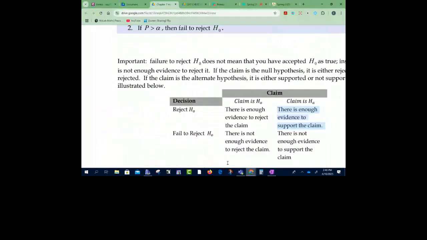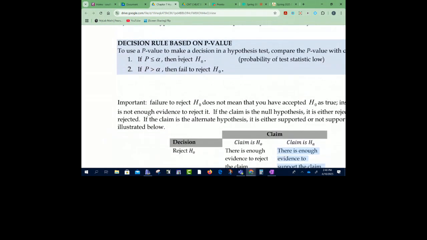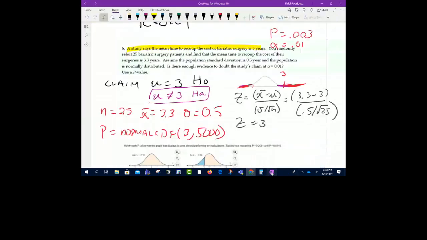So look what we said, y'all. When P is smaller than or equal to alpha, we're going to do what? We're going to reject it, right? Okay, so let's come back over here. Because P was smaller than alpha, we're going to reject it.